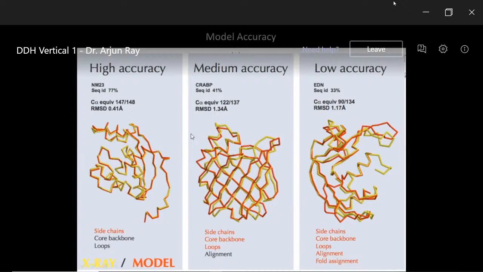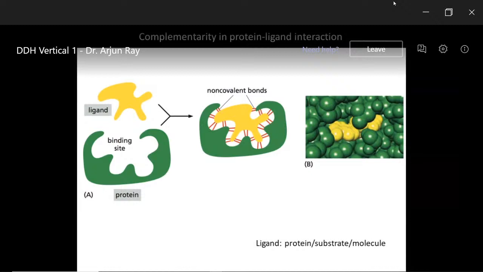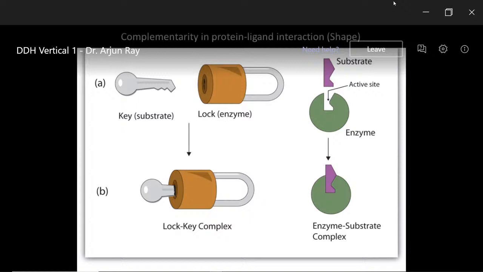Now, while we have talked about the basic structure of a protein, which in this case is a receptor, let me focus back on the receptor-ligand interaction. So here, in green, you see the protein, and you have a yellow ligand, which could be another protein, a substrate, or any molecule, and which non-covalently interacts at the binding site, which is shown here and here. Here, what we are observing is that the substrate and the protein possess specific complementarity in terms of geometric shape that fit exactly into one another. This is basically the fundamentals of the lock and key model of interaction.